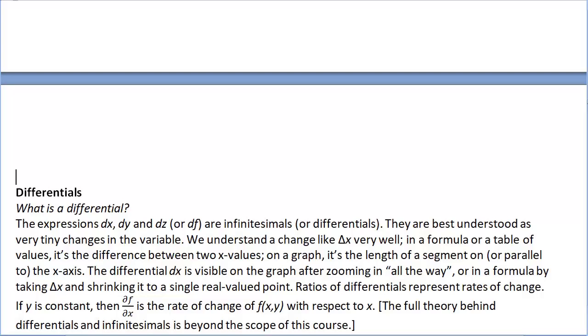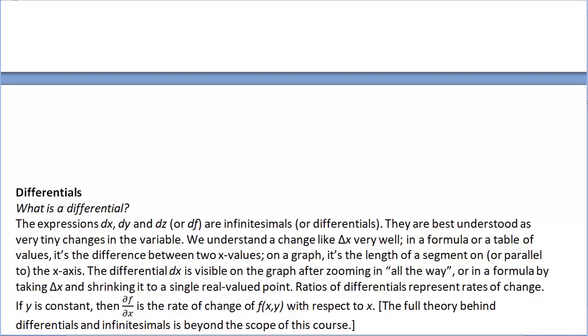So the differential dx is something different. That's visible on a graph after zooming in, quote unquote, all the way. And in a formula, you could see it by taking delta x and shrinking it to a single real valued point. So we talk about these things being infinitesimal. They're infinitesimally small.